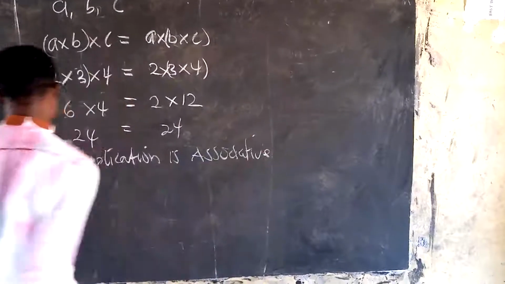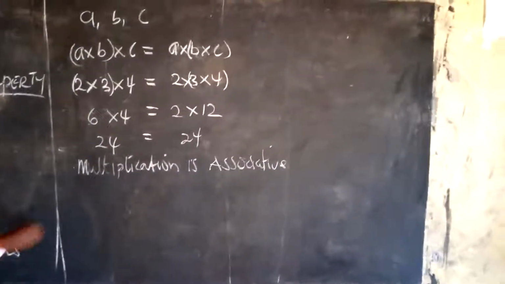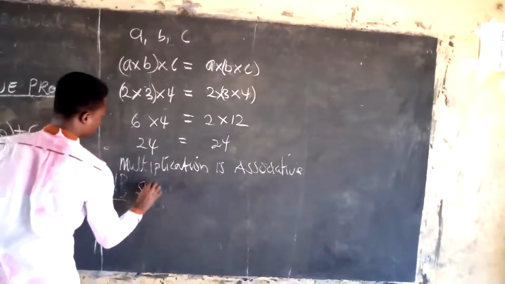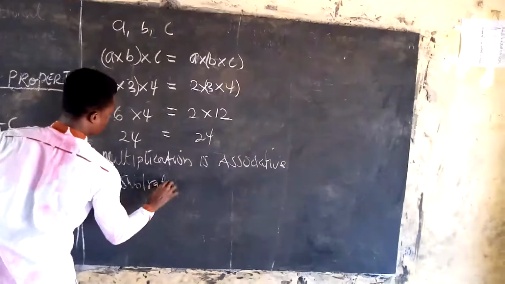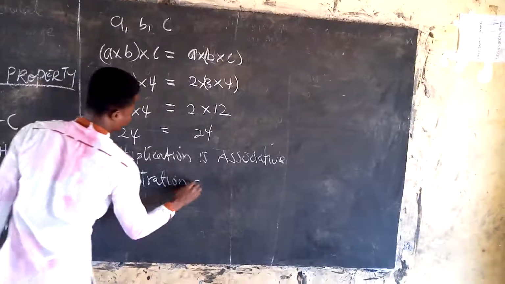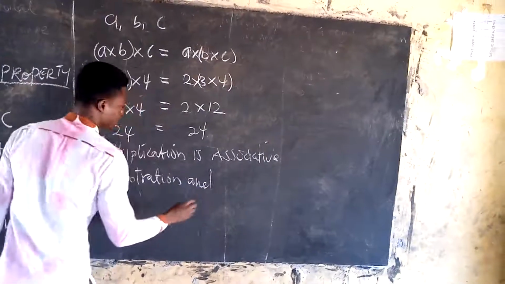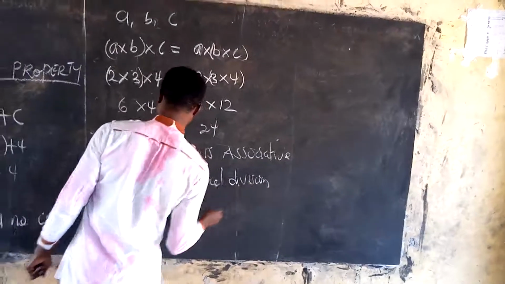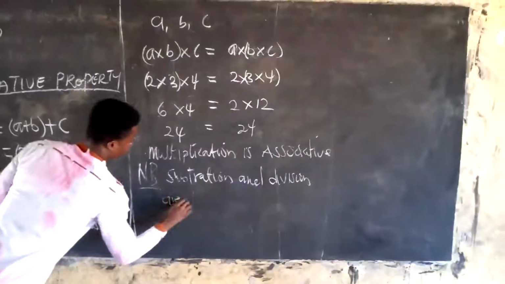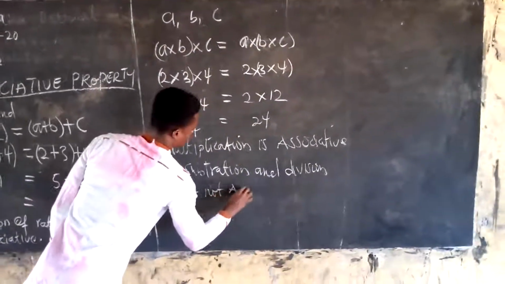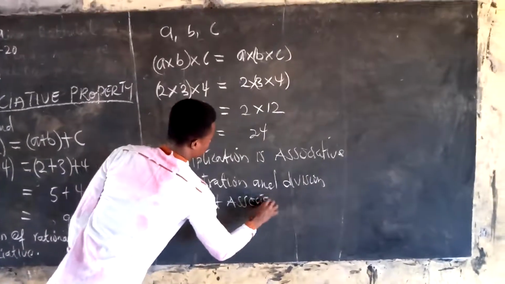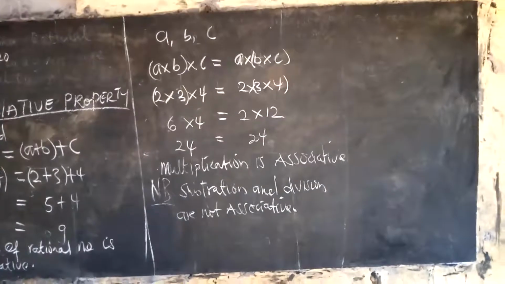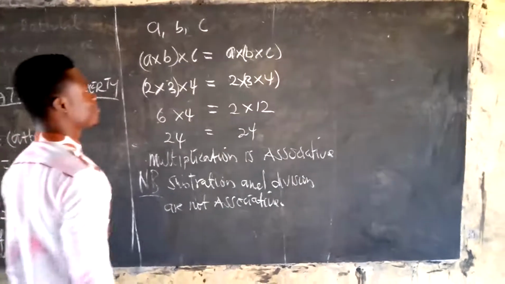Okay. So note, one thing that you should also know here is that subtraction and division are not associative. They are not associative, no matter what. Let's move on to the last one.